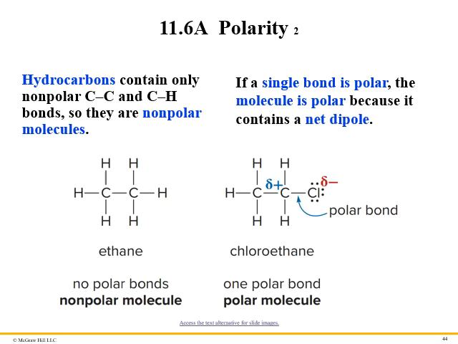Hydrocarbons tend to be non-polar because they only have carbon and hydrogen. As soon as you add something else other than carbon and hydrogen, you add polarity to the molecule. So here, for example, they're adding a chlorine to ethane, so now it becomes chloroethane, and it becomes polar. And when it does, its solubility, boiling point, melting point, all those things change.